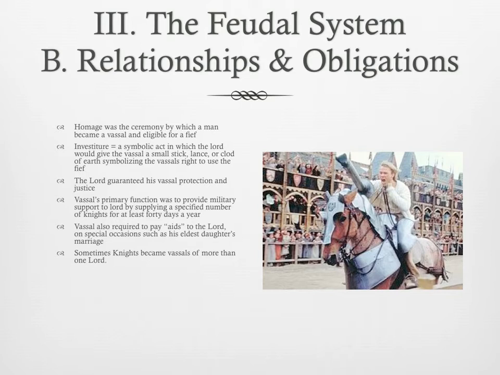So these would be big financial payments on special occasions, like if the lord's daughter got married. Back then they used to have things called dowries, and you'd want your daughter to have a decent dowry so someone would marry her. So she wants to have lots of money and livestock and those kinds of things. It's kind of like a wedding present in a way.